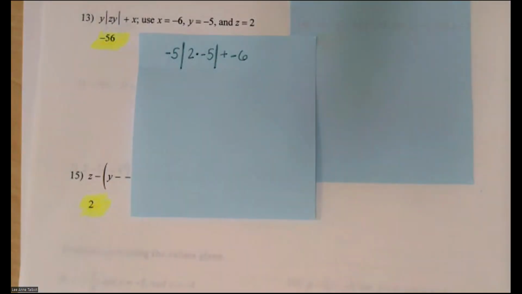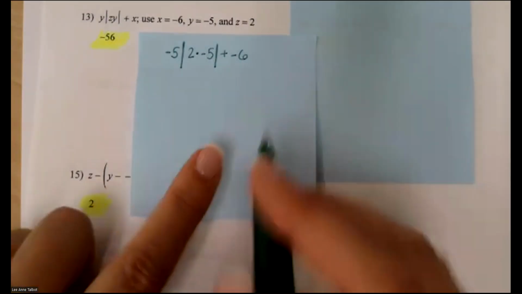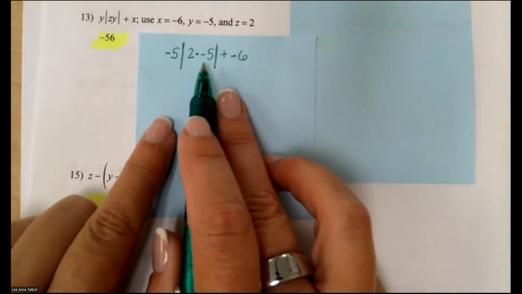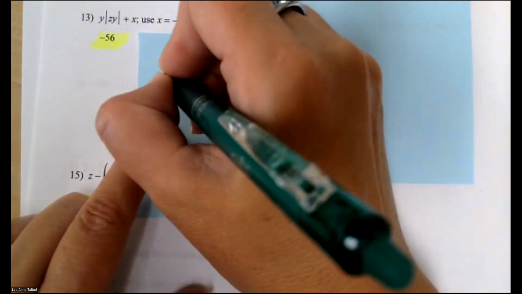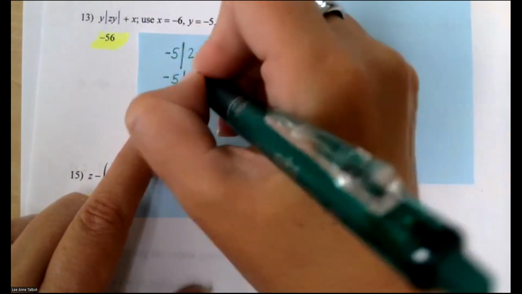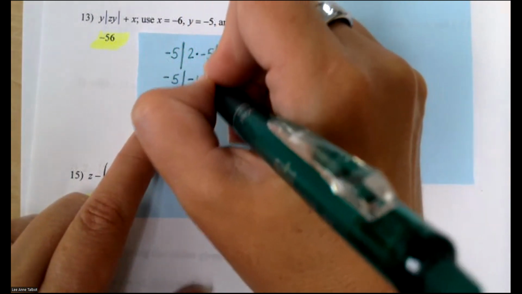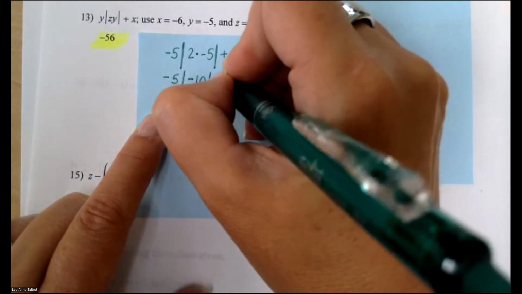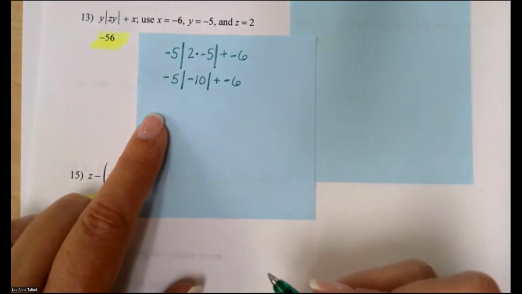Okay, so there's my start. Okay, I'm going to do inside the grouping symbols first. So this is negative 10, negative 5, negative 10, plus negative 6.